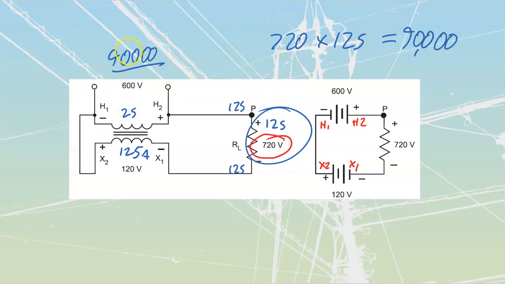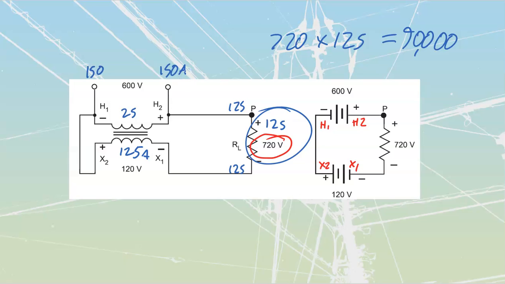We do the same thing now, except we're going to work backwards from VA into amps. So that's going to be my 90,000 volts divided by my 600 volts, which is going to bring me out to a value of 150 amps. So I know that my incoming and outgoing lines would have to be 150 amps.